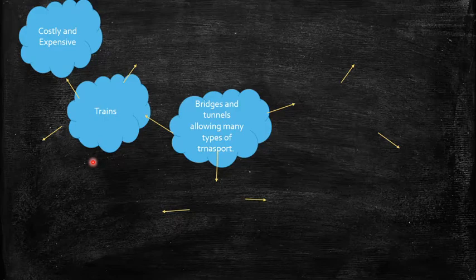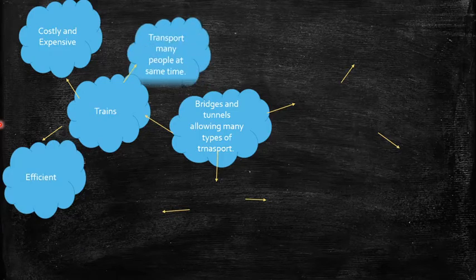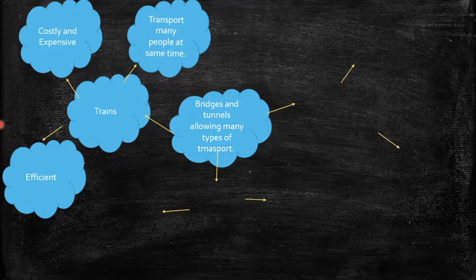How is it costly? Because for a train to operate we have to make the railway, the rail and the track that the train has to go on, and then we have to purchase or manufacture the train actually. Then we have to run it on some kind of fuel, so that is also expensive. The second point is it is efficient. How is it efficient? Because it transports many people at the same time. Yes, you're right. Passenger trains can transport many people at the same time, so it makes them efficient.